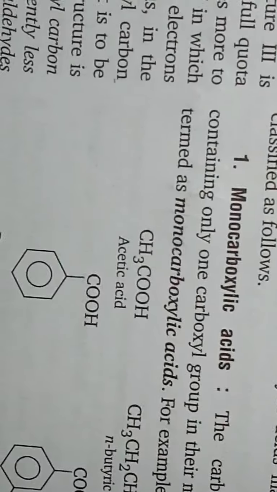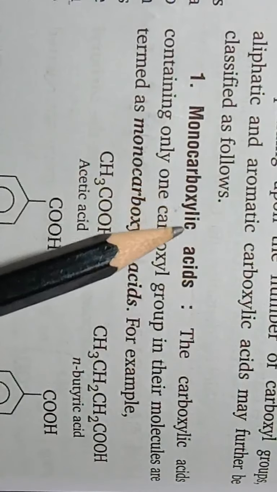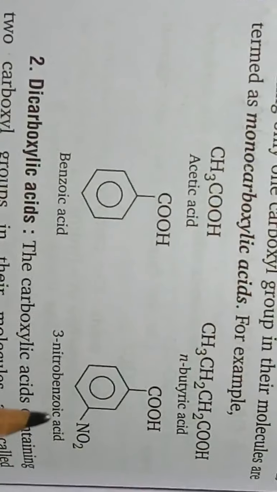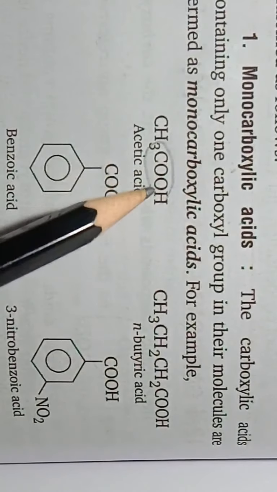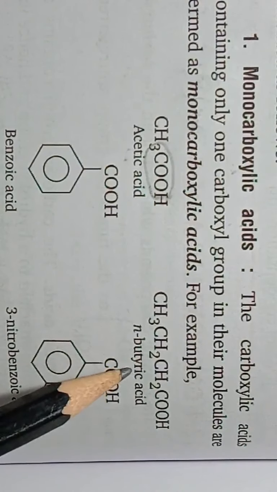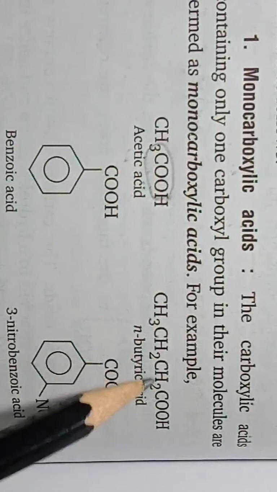Okay students. Then classification of carboxylic acids on the basis of the number of carboxylic groups. Monocarboxylic acids have a single carboxylic group, like acetic acid and butyric acid. Acetic acid is ethanoic acid, and this is butanoic acid.